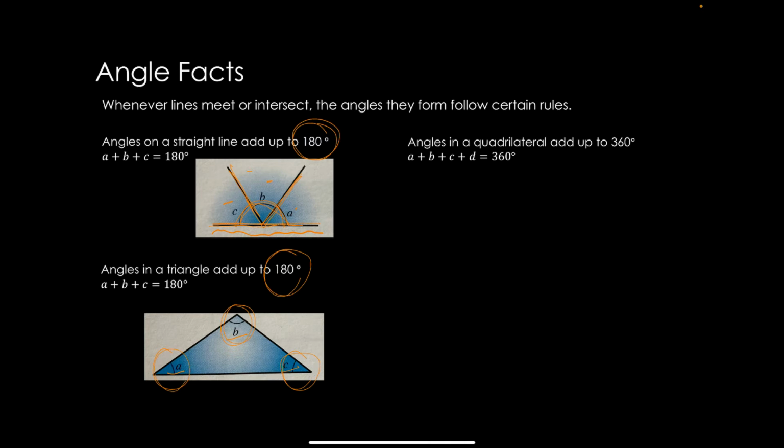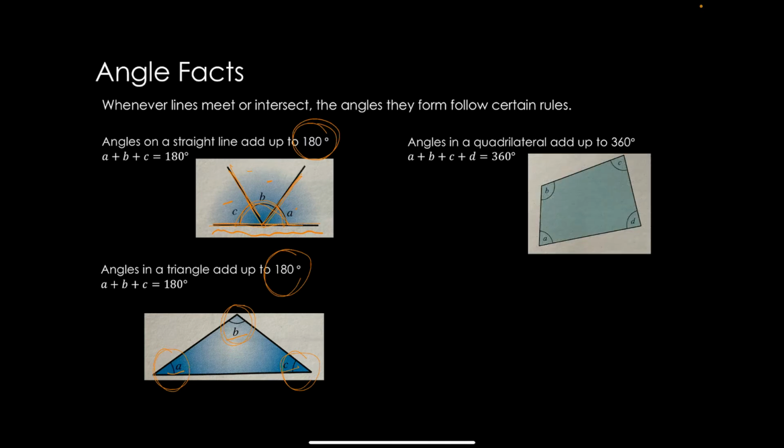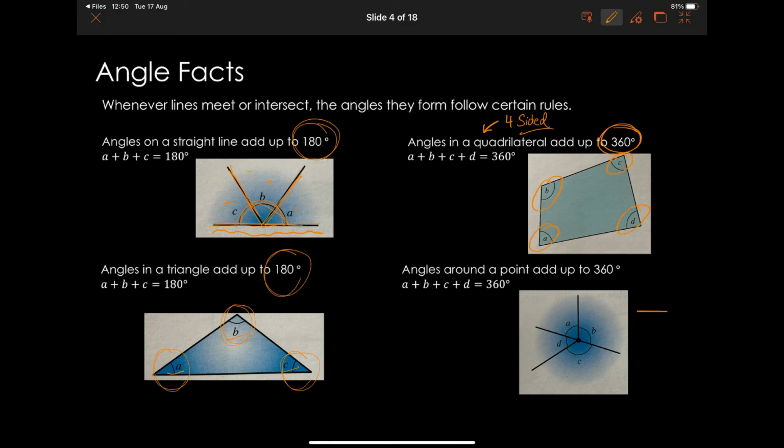Angles in a quadrilateral add up to 360 degrees. So whatever these would be labelled in terms of numbers would add up to 360 degrees. It's good to remember these, because obviously you'll have to use these facts when answering certain questions later. So they add up to 360 degrees in a four-sided shape. Remember, a quadrilateral is a four-sided shape. Angles around a point add up to 360 degrees.